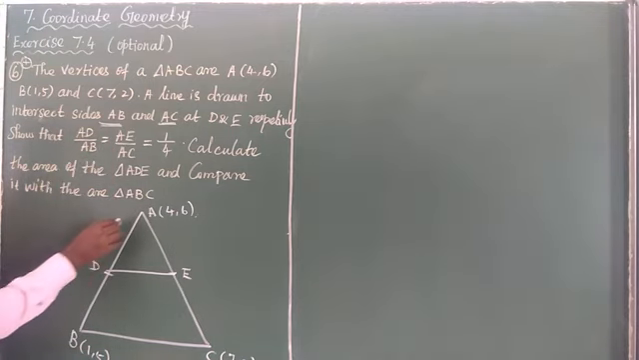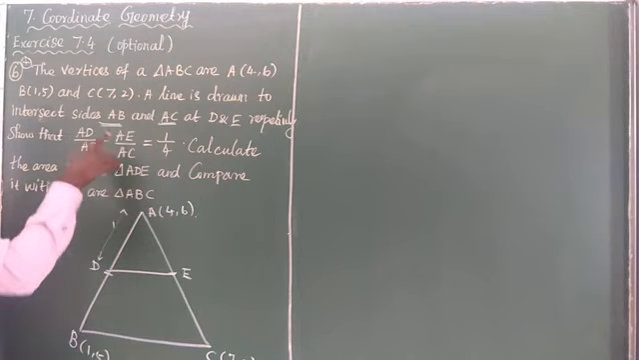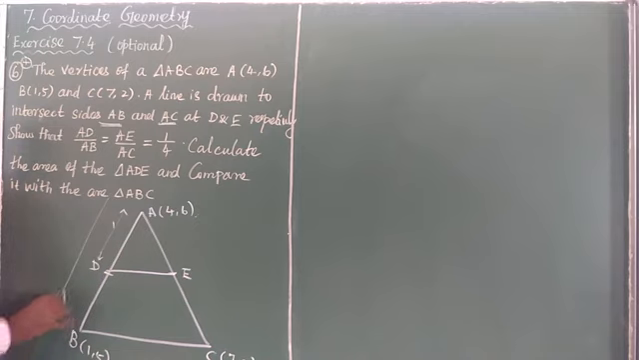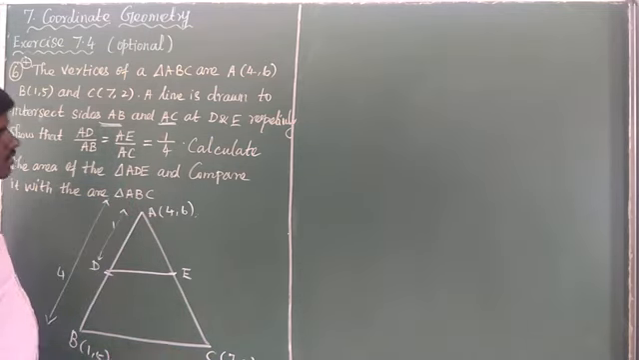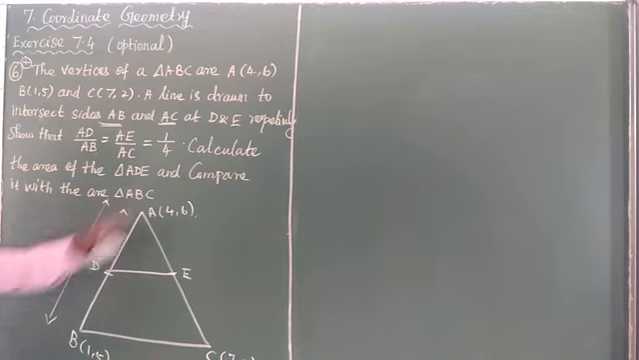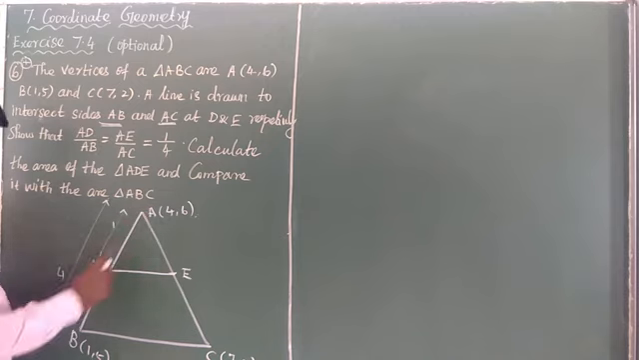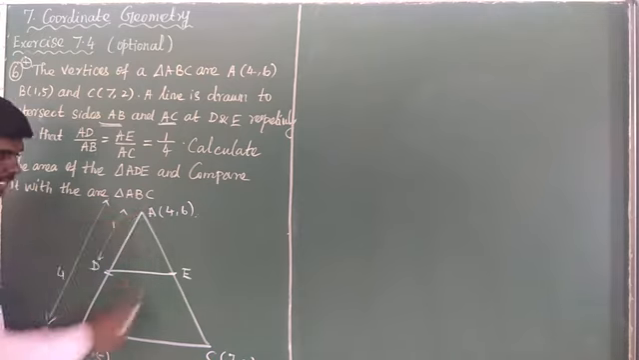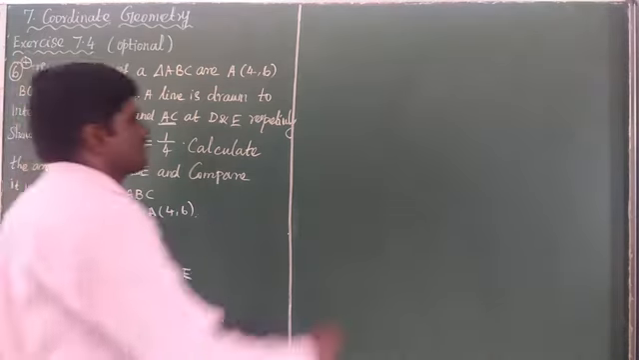See, show that AD by AB is equal to 1 by 4. What's the value of AD? The distance of AD is equal to 1. Next, AB, the total distance, is equal to 4. So AD by AB is equal to 1 by 4. Similarly, AE is 1 and AC total distance is 4. Is it clear? So calculate the area of the triangle ADE. Next, compare it with the area of the whole triangle. What's the ratio? You are asked this question.